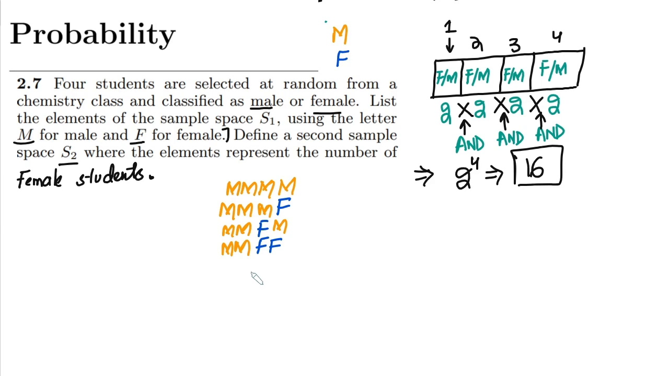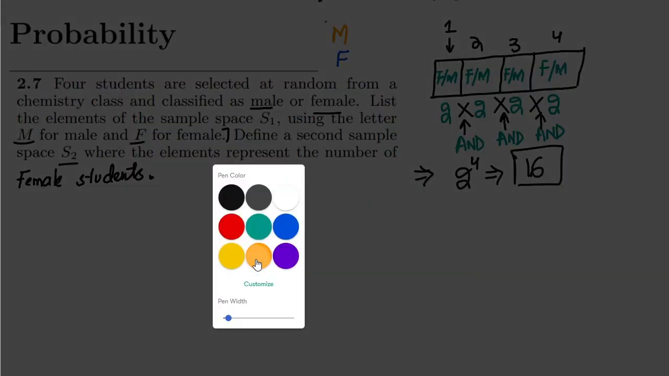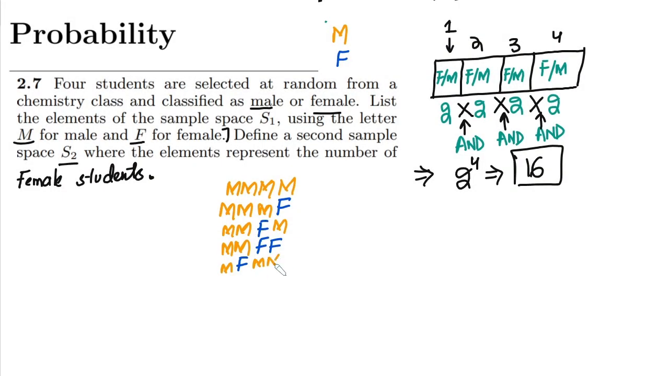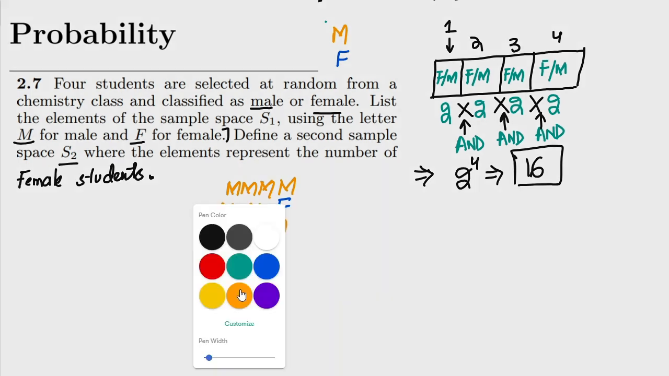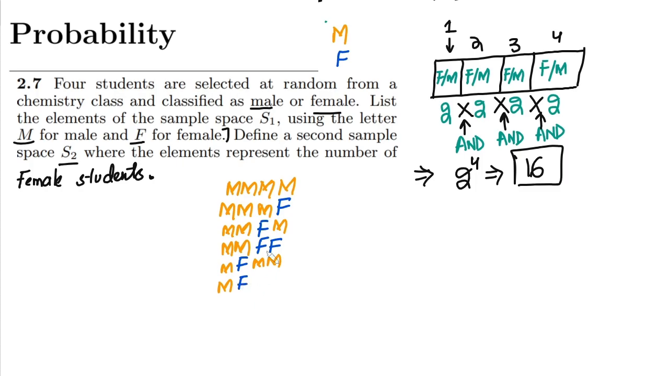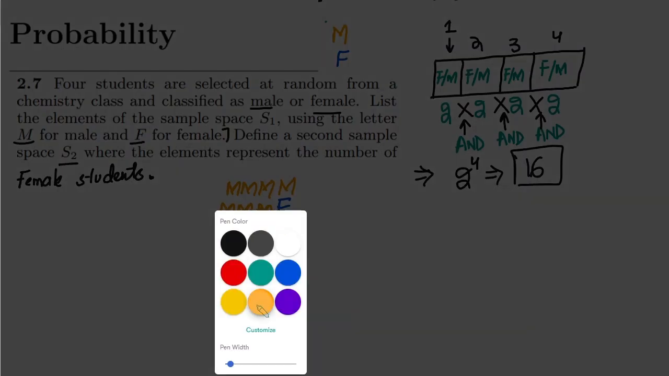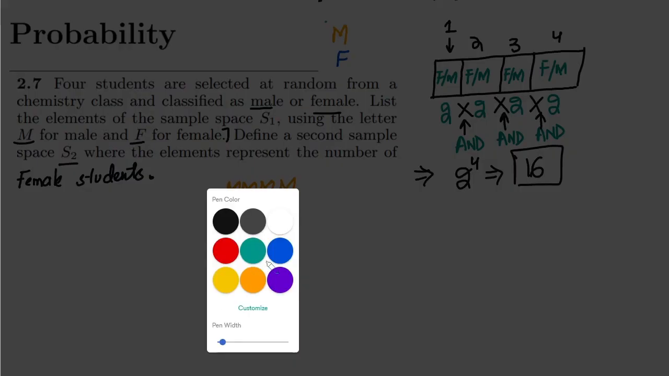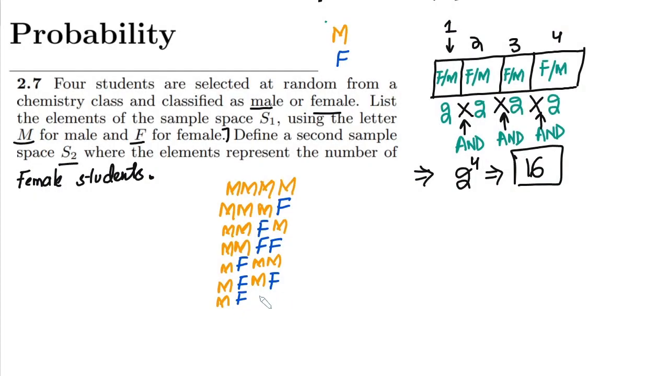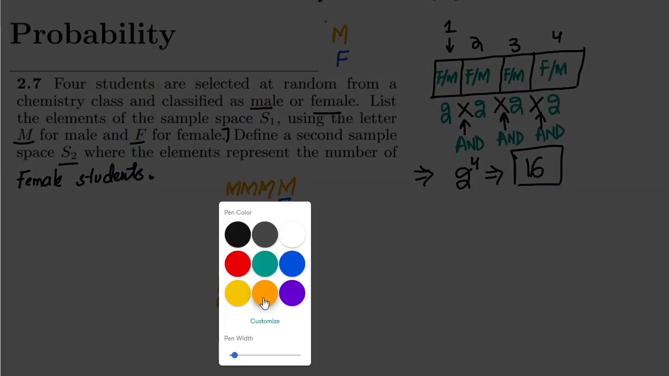After it, what will be the options? I will have here male, then female, and then male. Similarly, here I will have male, and here female, and then again male, and then female as well. Similarly, here male and female, and here female as well.